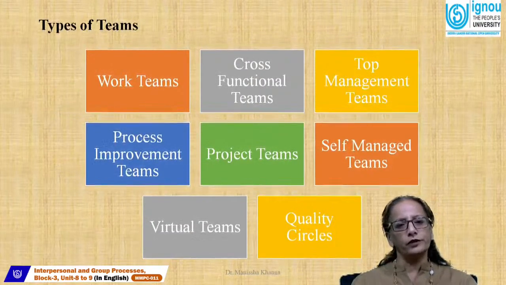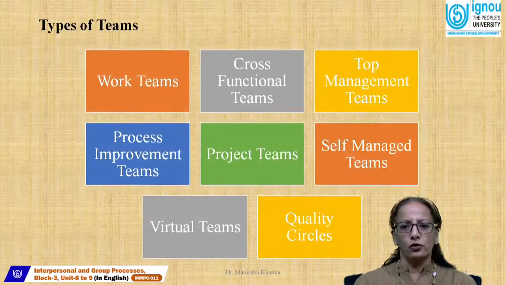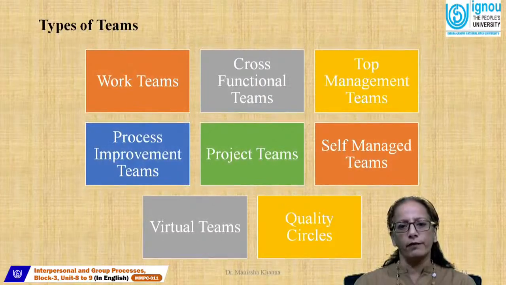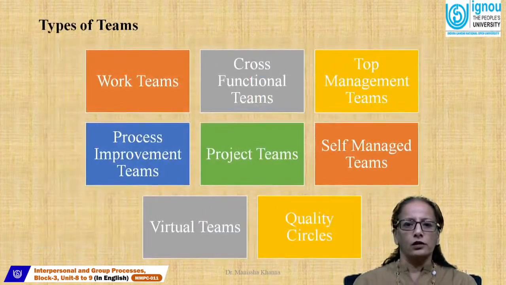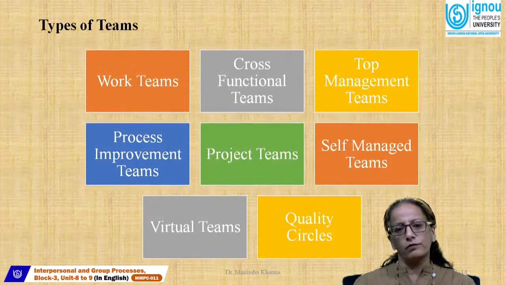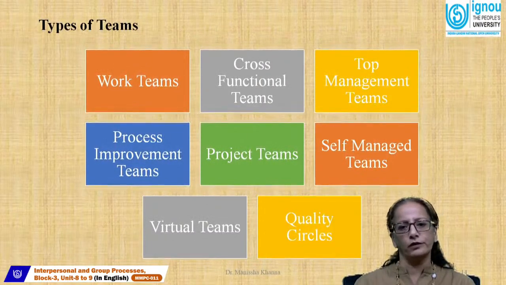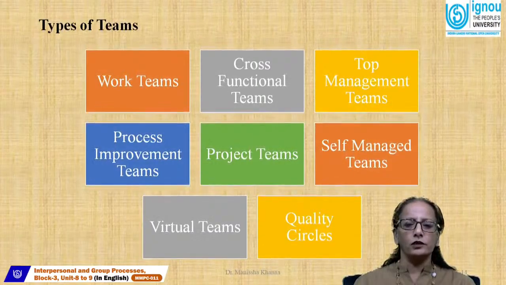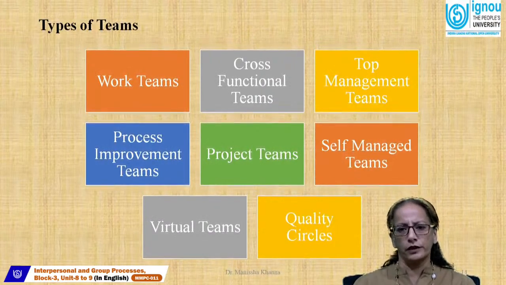Now, there are different types of teams: work teams, cross-functional teams, top management teams, process improvement teams, project teams, self-managed teams, virtual teams and quality circles. Work teams consist of team members who are working on specific tasks, specific work, or maybe within a department. Cross-functional teams are those teams which work in different functional areas.